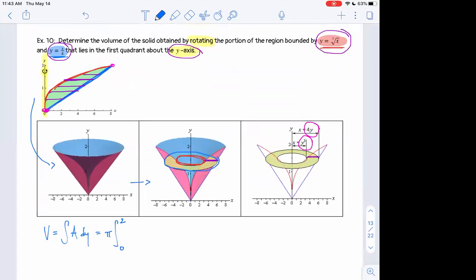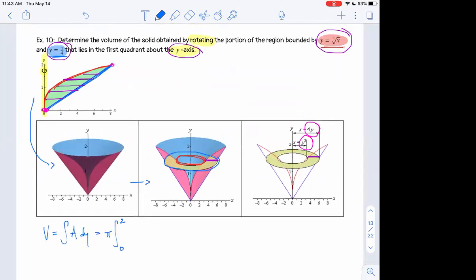Now, if I didn't have this graph, how else could I find that my bounds are from 0 to 2? Set them equal to each other. Yeah, you could go ahead and set them equal to each other, okay? And when you do that, you'll still get 2 and 0, but you want to make sure that you're finding y values, okay?